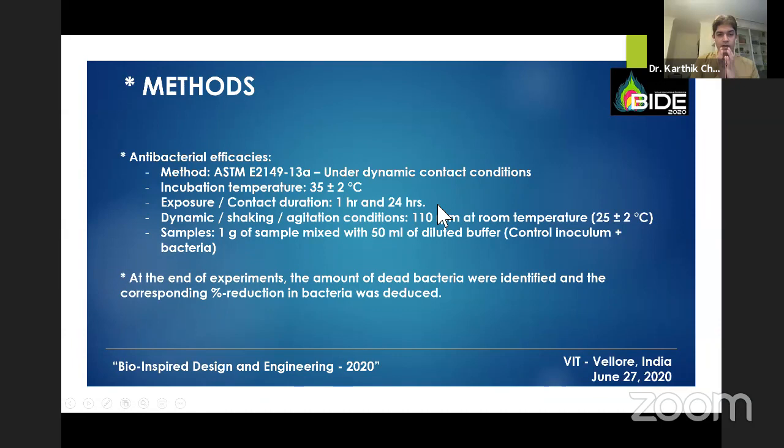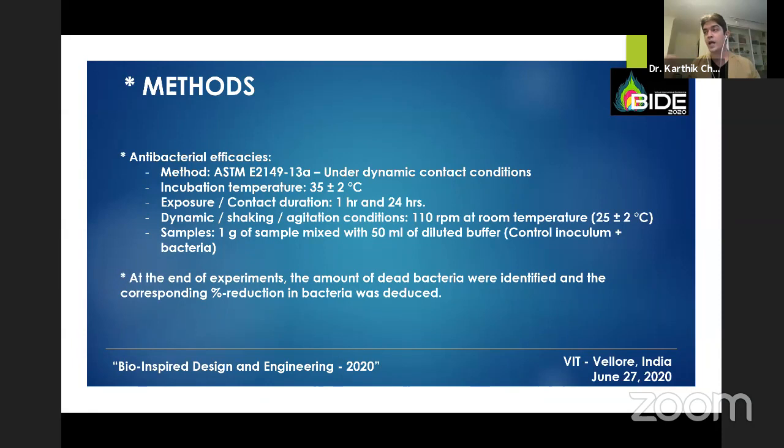So they wait for 1 hour and then they take some amount of sample out and look at the response, and then they continue it, they allow it to get agitated for another 1 day. And after 24 hours, they once again take samples and try to analyze.